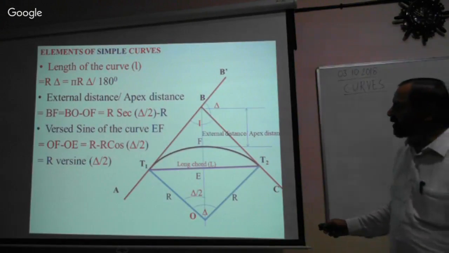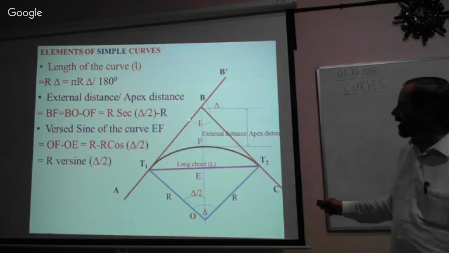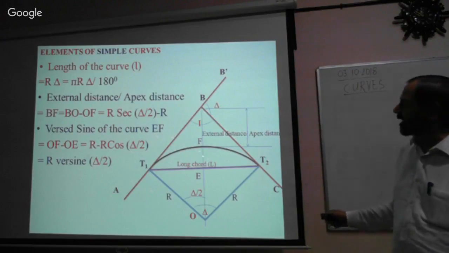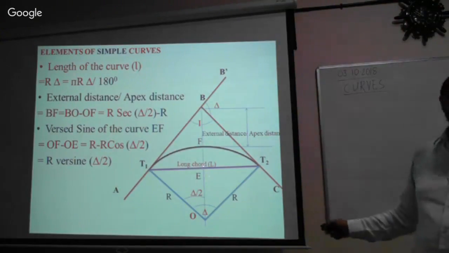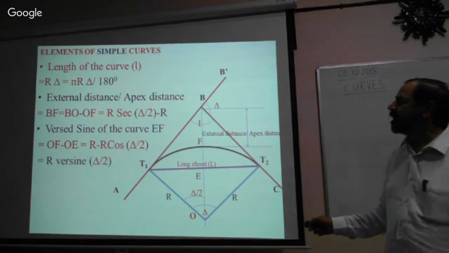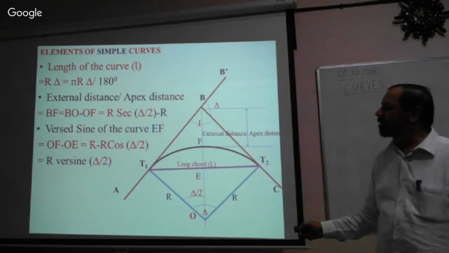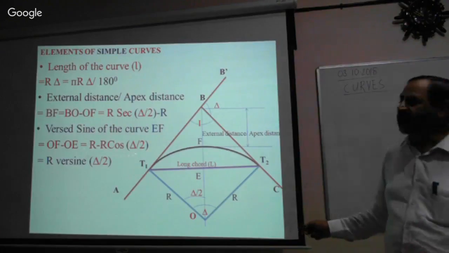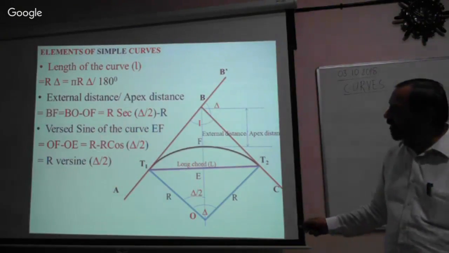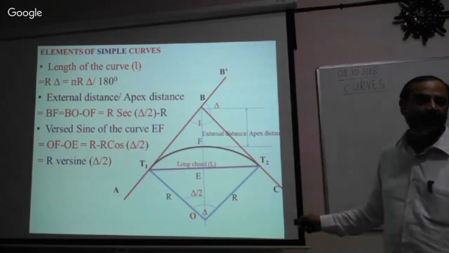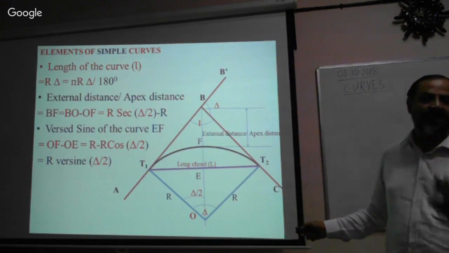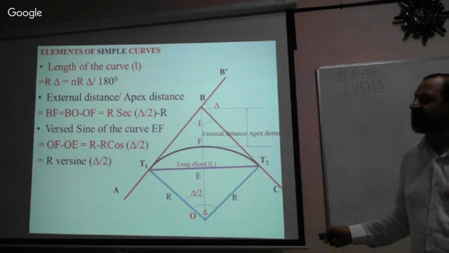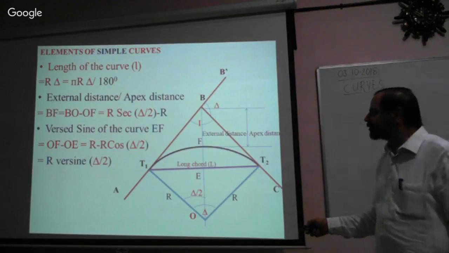Now see, by solving this triangle, we get EF equal to R minus R cos delta by 2. Take out this R common outside. Now when you take this out, R multiplied by 1 minus cos delta by 2. 1, that is unity, minus cos angle is called versed sine. Sometimes this question may be asked, isn't it?